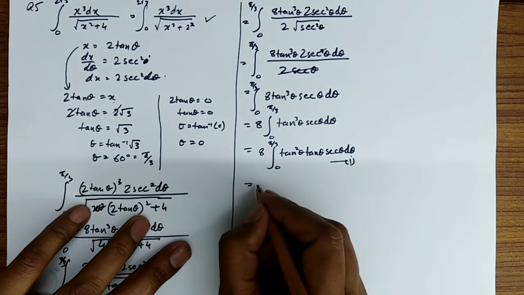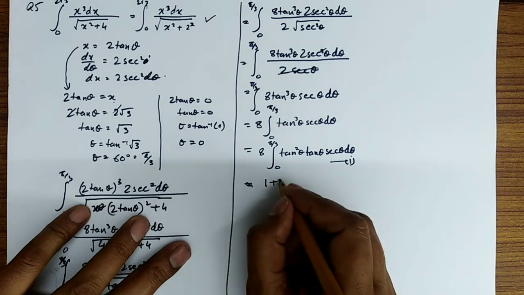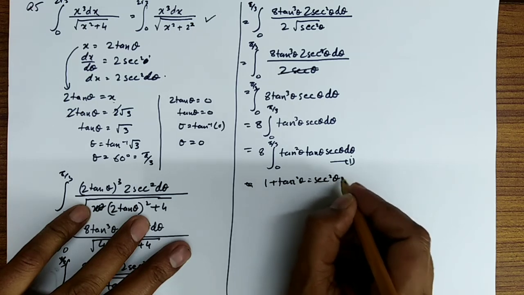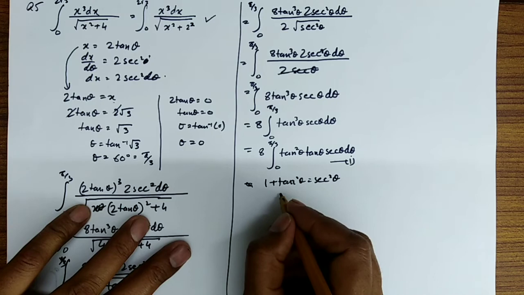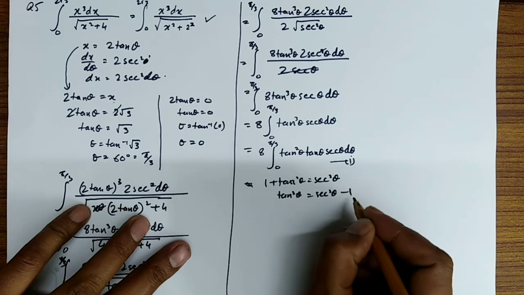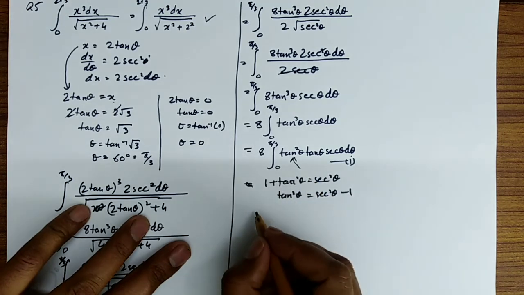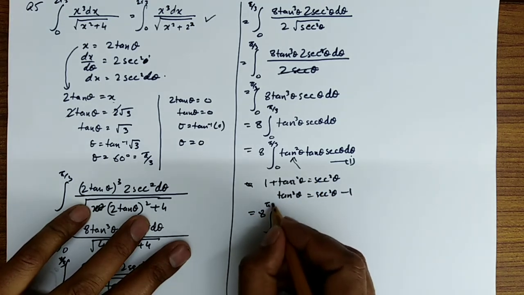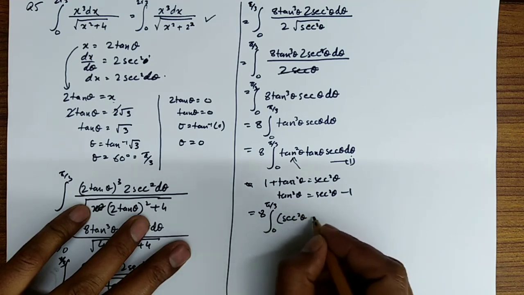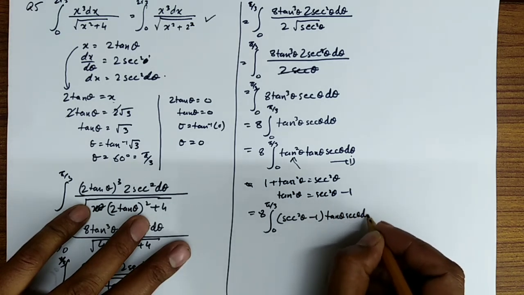Okay, now we know that 1 plus tan square theta is equal to sec square theta, or we can also write tan square theta is equal to sec square theta minus 1. So putting this value into this place, integral 0 to pi upon 3, (sec square theta minus 1) tan theta sec theta d theta.